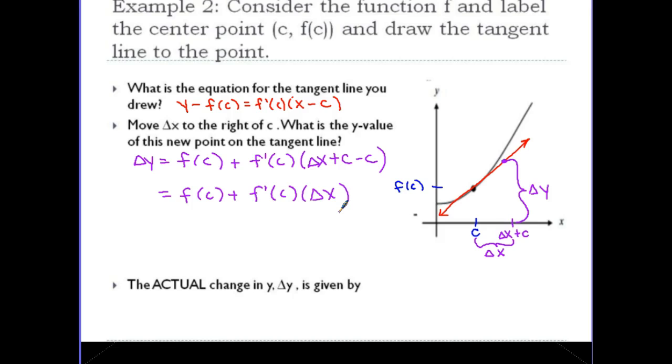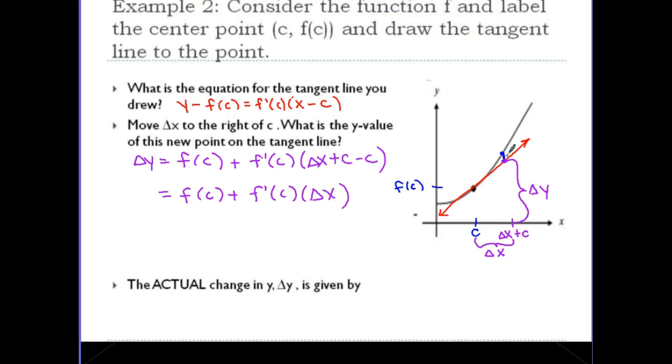So we get delta y equals f of c plus f prime c times delta x. So the actual change in delta y is given by that formula there. I'm just drawing here. So the y value distance would be in here. What would the distance from here to here be represented by, from the point on the actual curve to the point on the tangent line?